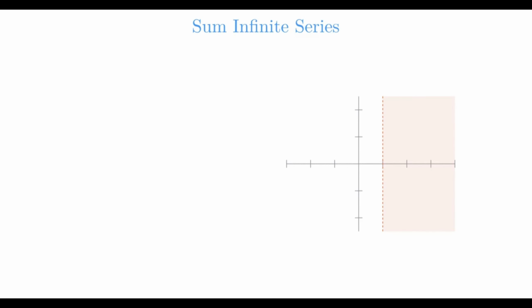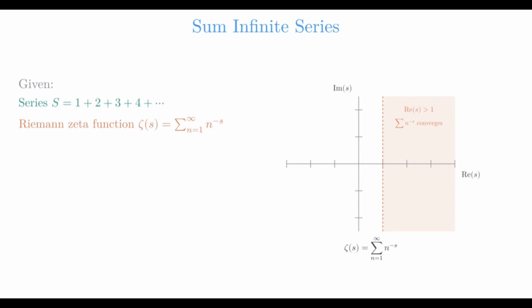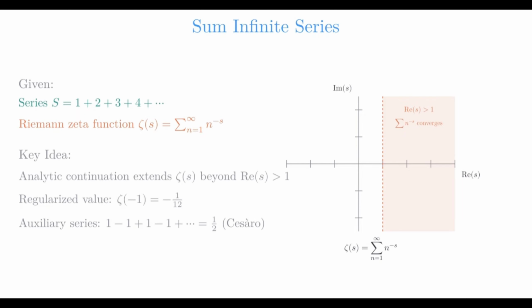1 plus 2 plus 3 plus 4, all the way to infinity. Every student knows this diverges. Yet Ramanujan wrote that this sum equals -1/12, and string theorists use this result every day. This isn't ordinary summation. The trick is to assign a value through regularization, extending a function beyond where the sum converges. It sounds like cheating, but it's rigorous and physically meaningful.